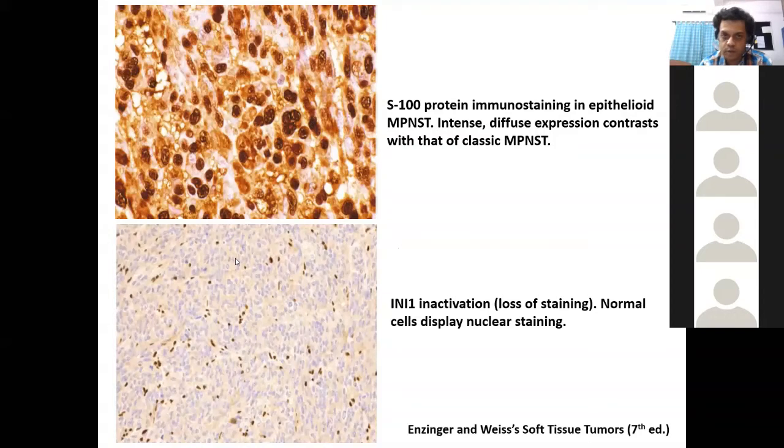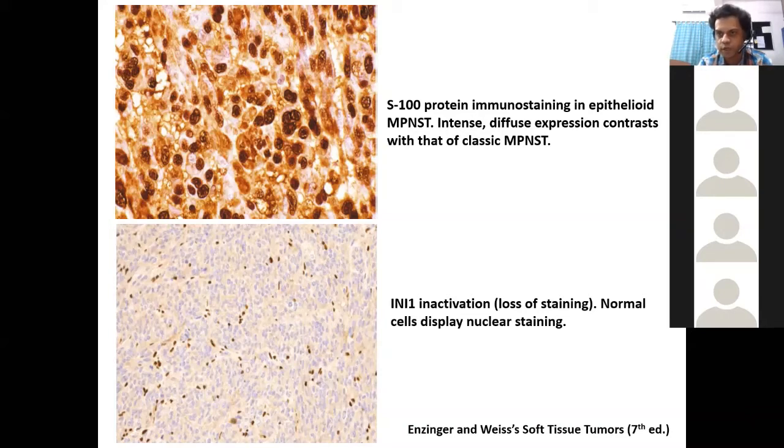S100. So thankfully, compared to a normal MPNST, here S100 is very strongly positive. So that's a very big clue. However, like rhabdoid tumor, INI1 is not expressed in this particular group of tumors. So again, if you are not paying attention to the clinical details, if you have all the markers at your disposal, and if you are running an INI1, you might land with the wrong diagnosis of a rhabdoid tumor. So that happens when we excessively use IHC without going into the morphology and correlating it with the clinical presentation.